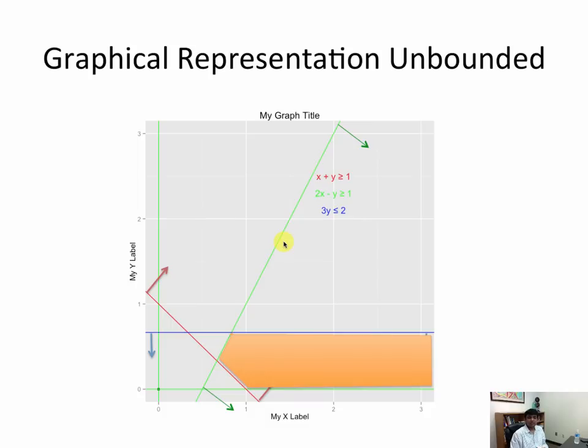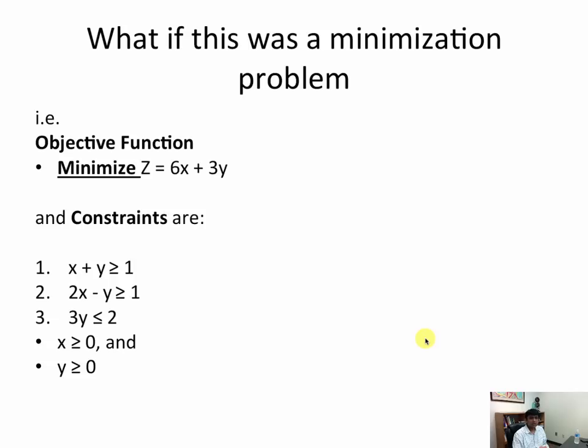Let's look at the graphical representation of an unbounded LP. So what I did is I basically plotted the constraints onto a graph, and you can see that the area that is feasible is given by this orange part, which extends to infinity. Now, as an exercise, what if this was a minimization problem? So this is one of your homeworks. If the same problem that we solved for maximizing is now minimized, I would like you to solve this using the two-phase simplex method.